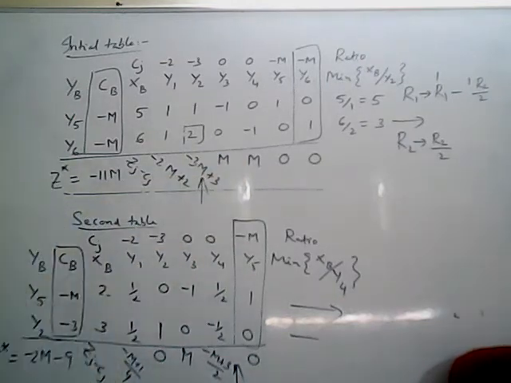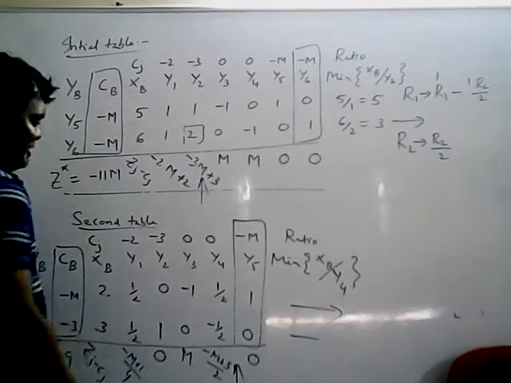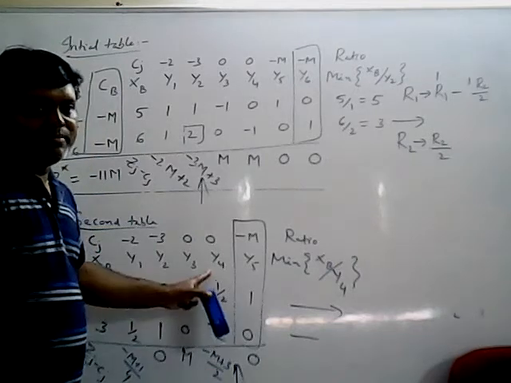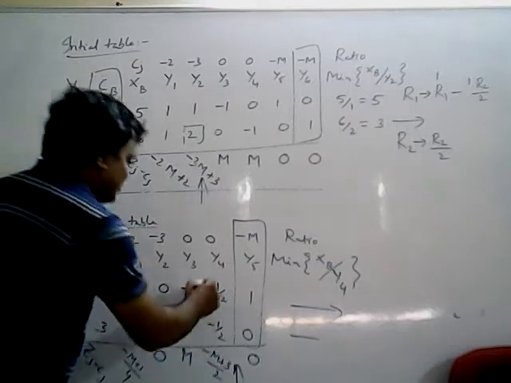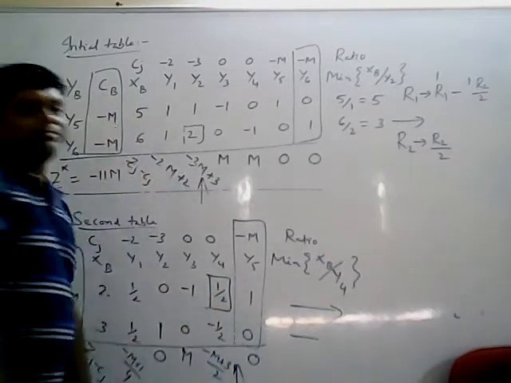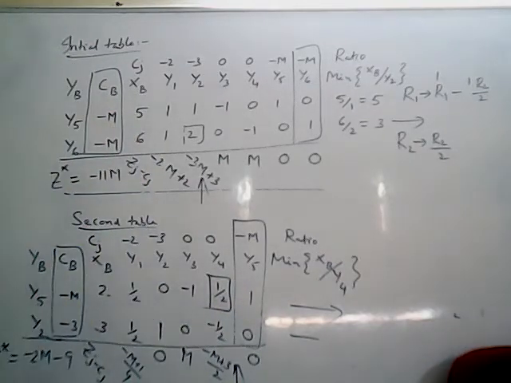Okay. Now identify the key element. What is the key element here? The element which is common to the entering column and the deleting row. Entering column is y4, deleting row is y5. So the key element is 1 by 2.